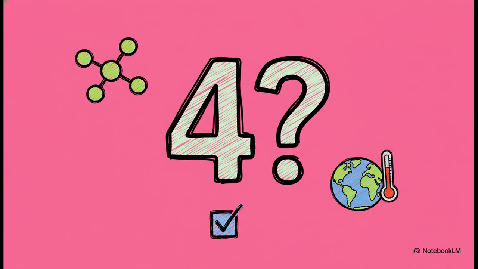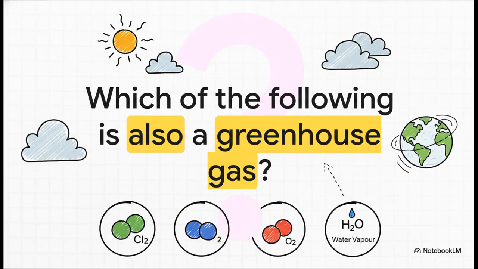Okay, so the question kicks off with what seems like a really simple knowledge check. It's only a one-mark question, but these are so important for building your confidence and just making sure you've got those core facts down. So, let's take a look. Here we go. This is word for word from the paper. Which of the following is also a greenhouse gas? And you've got 4 options: chlorine, nitrogen, oxygen, or water vapor. Have a quick think. Which box would you tick?